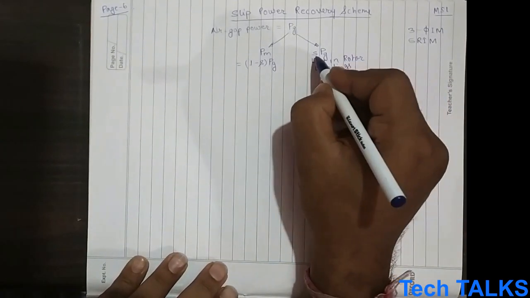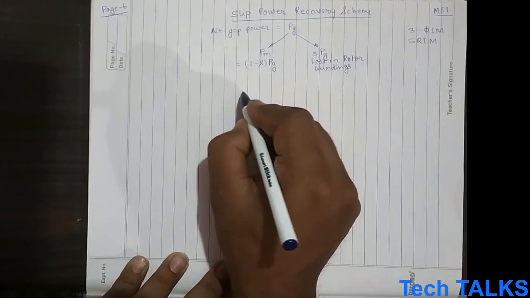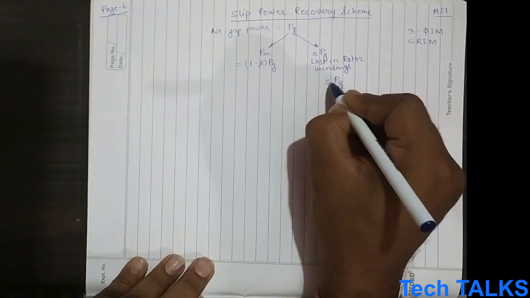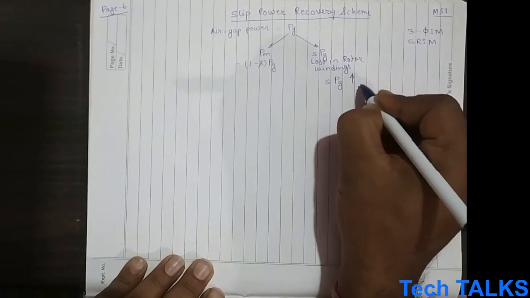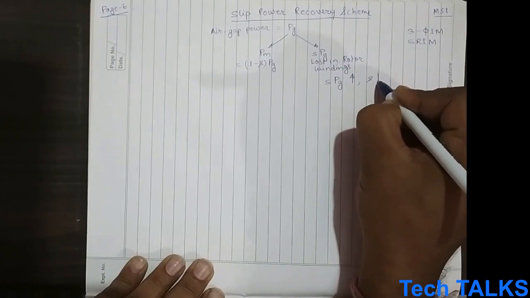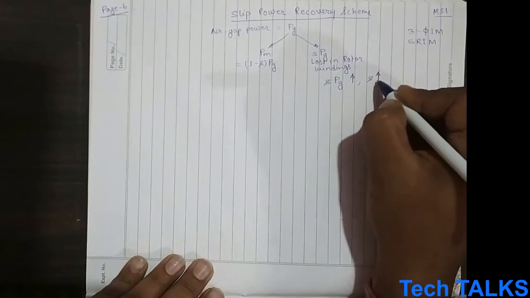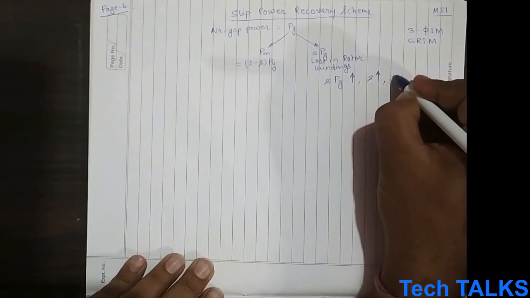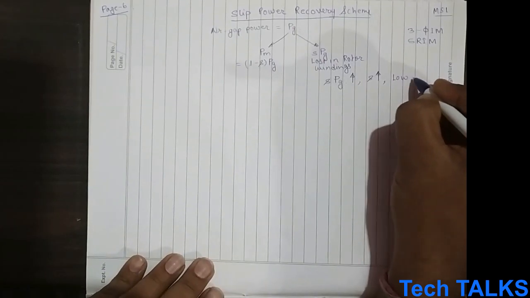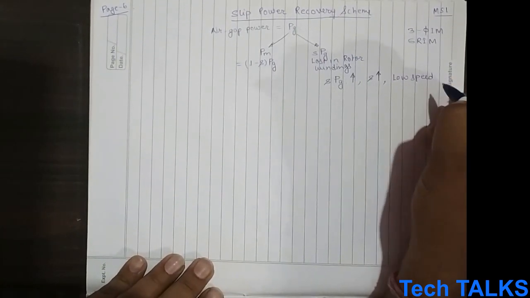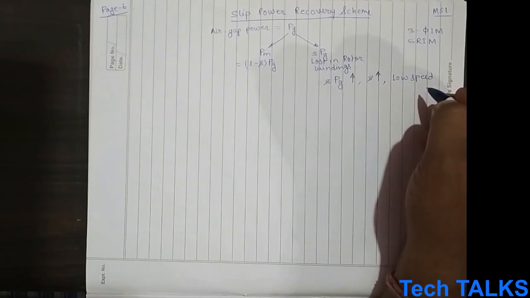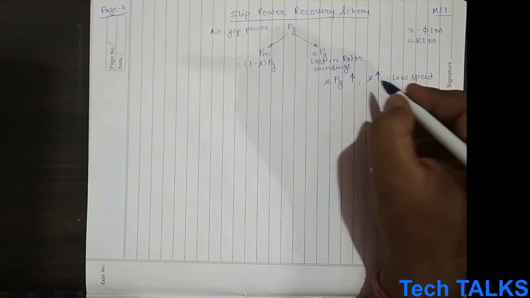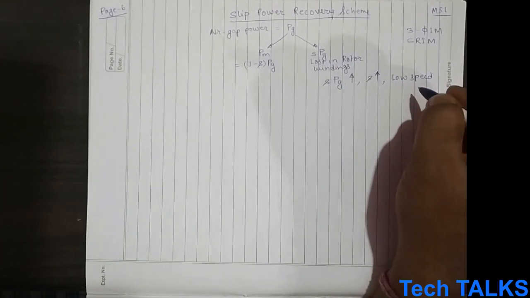So if you look at this SPG, this power is going to increase if your S, or the slip, increases. So the slip increases when you are running the motor at very low speed. So when you are going to have speed control at very low speed, there is an effective loss of power.